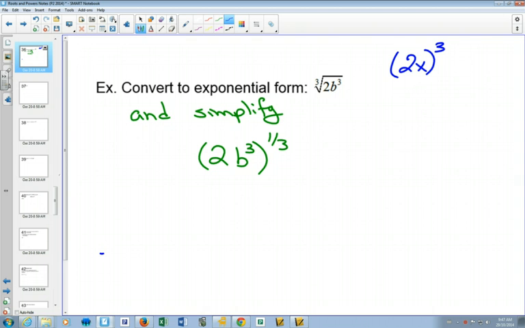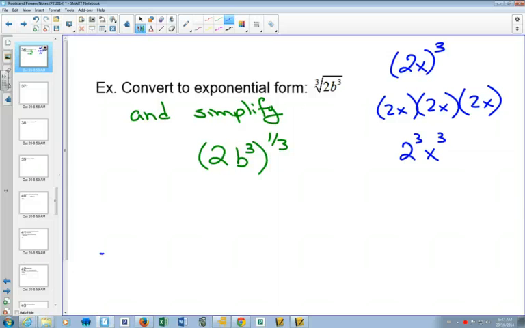Well, 2x cubed means 2x times 2x times 2x. When you have that written out, does it make sense that the 2 will get cubed and the x will get cubed? Because it'll be 2 times 2 times 2 and x times x times x.